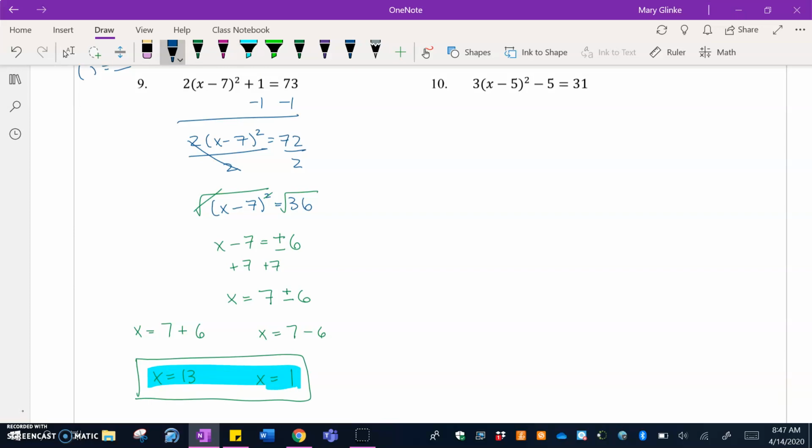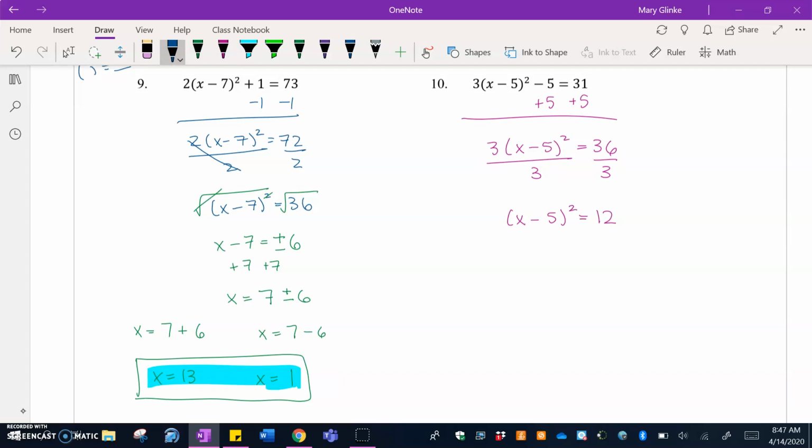So for this next one here, we're going to start off the same way. We're going to get the squared part alone first by adding 5. We get 3 times x minus 5 squared equals 36. We're going to divide by 3. We get x minus 5 squared equals 12.